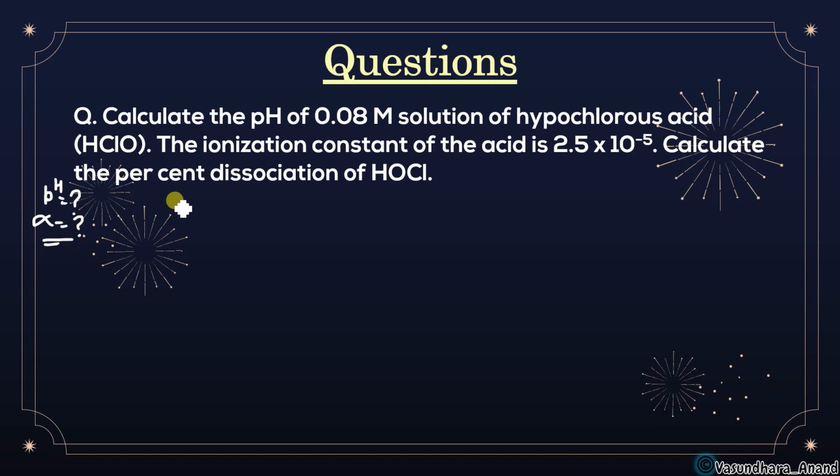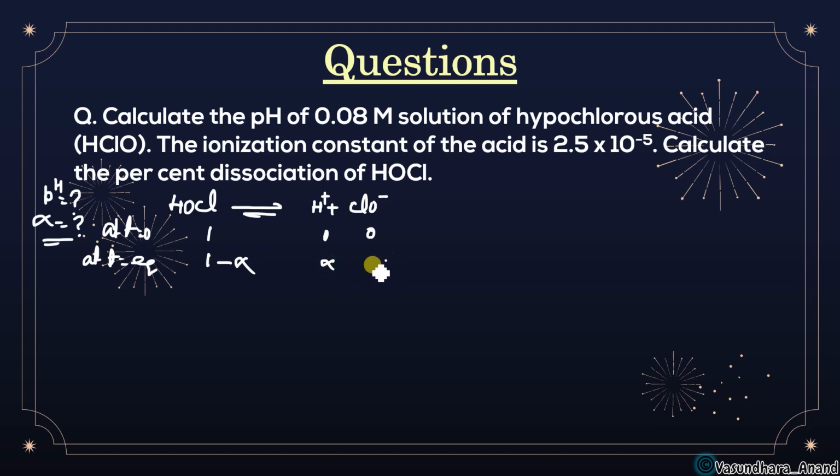Okay, so just write HOCl. This is the compound, and when it undergoes dissociation, it will give you H plus and OCl minus. You can write it like this. Initially, the concentration is given, so at time T equal to 0 it is 1 mole, and 0, 0. At equilibrium, some portion will be reduced, that is alpha. Suppose alpha is going, so this is also alpha, this is also alpha.